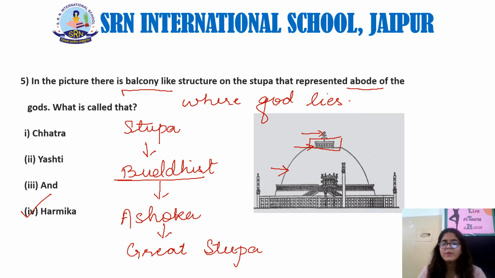Now I'll explain what all these things are. First of all, a stupa is a hemispherical structure, as you all can see here, from here to here, that is a hemispherical structure. And this hemispherical structure is known as Anda.